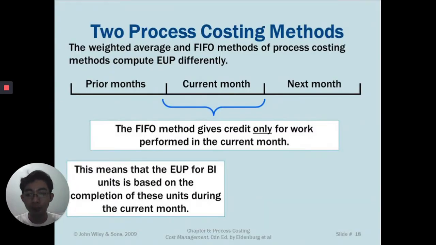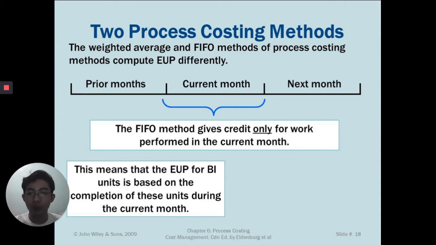Now, there are 2 methods that we use in process costing. We have the weighted average method and the FIFO method, or the first in, first out. When we say weighted average, in here, we do not distinguish the units that you procure from your supplier. So even if they are mixed up in your storage room or warehouse, we can still come up with a new unit cost. As to FIFO, we need to distinguish the different units that you procure from your suppliers per period.